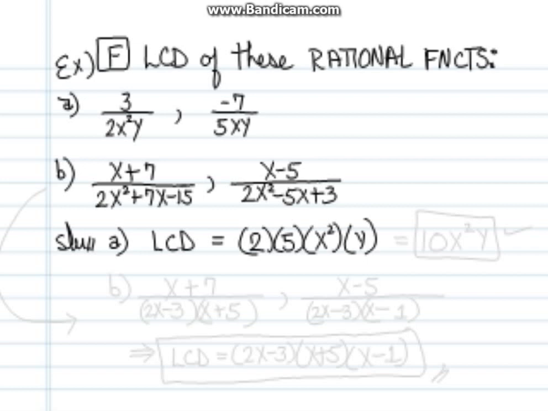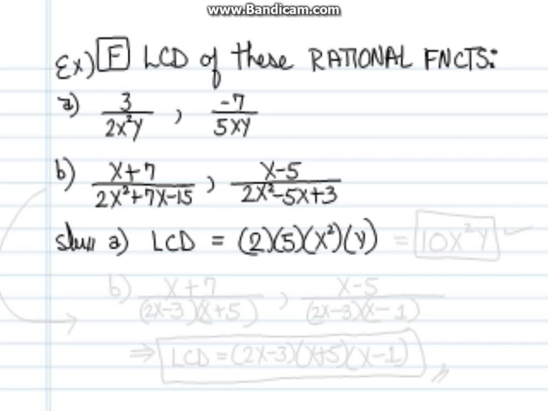You don't need to write y twice, even though it appears in the bottom of both of those fractions. You're only using the highest power of each of the bases. 2 to the first power is the highest power available on all the bottoms of part A. 5 to the first power is the highest power available for all the base 5s on the denominators of part A. X to the second power is the highest power available because you see the first fraction has an x squared and the second one has an x to the first in the denominator. We only use the highest power.